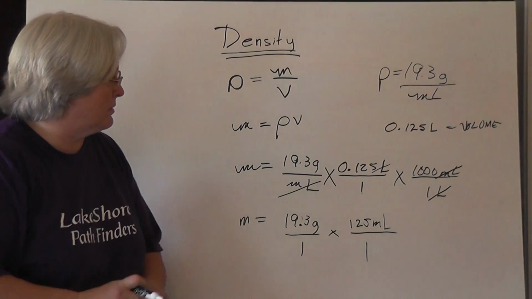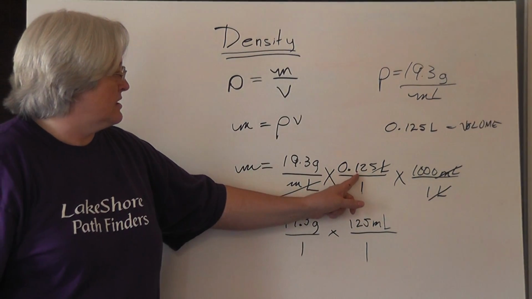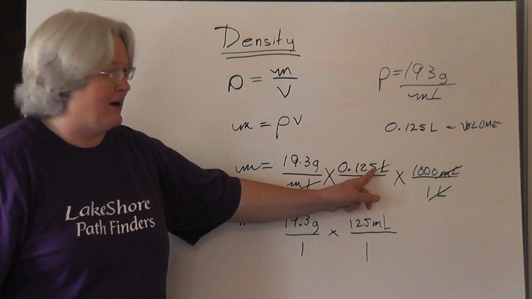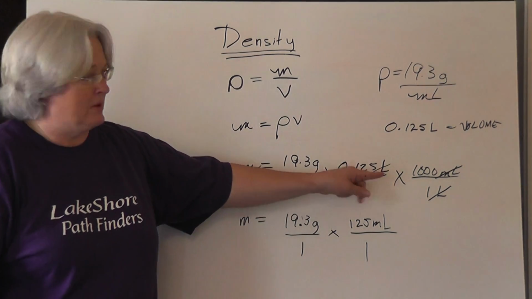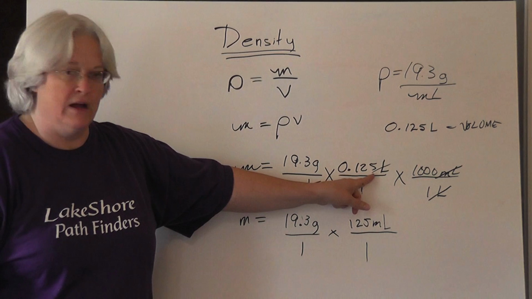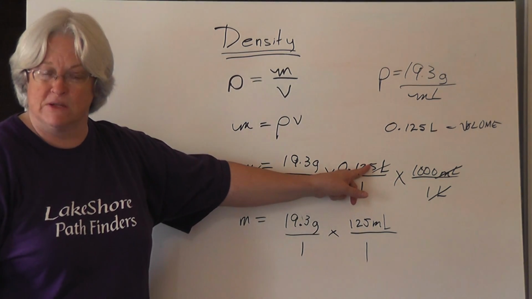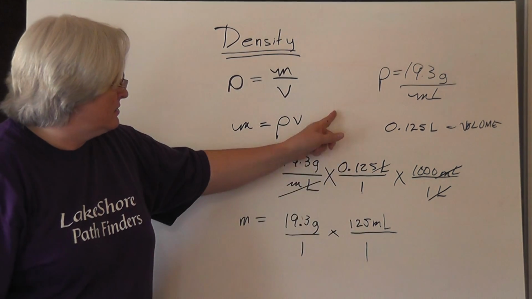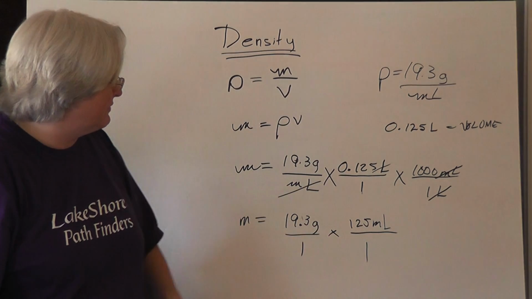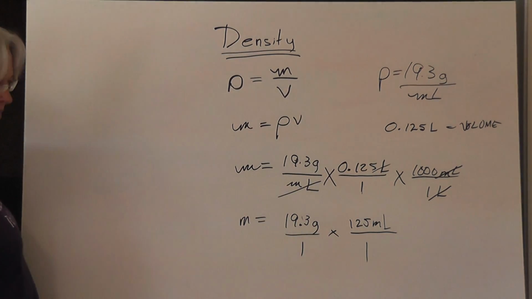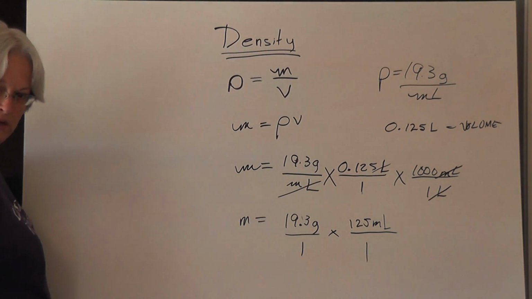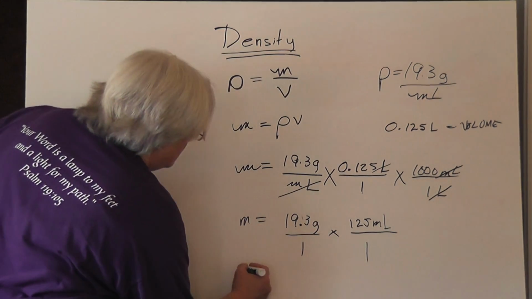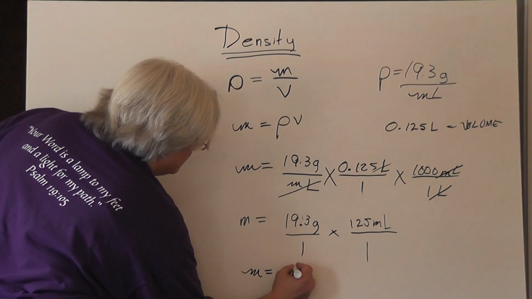You can move your decimal point 3 units to the right. Or you can remember that this says 125 milliliters, because this is 0.125, which is 0.125 thousandths, which is a milliliter. You can immediately say that's 125 milliliters. And when you multiply that together, what did you get, my dear? 2,412.5 grams.